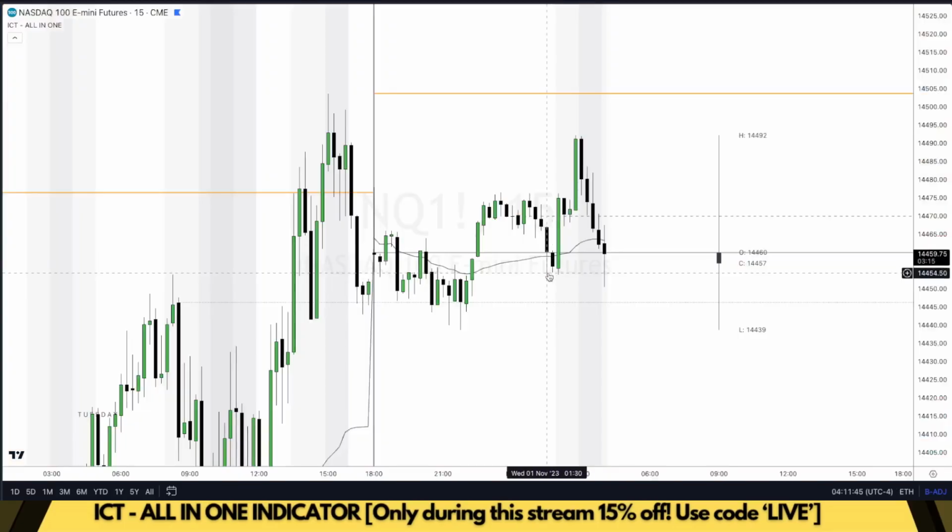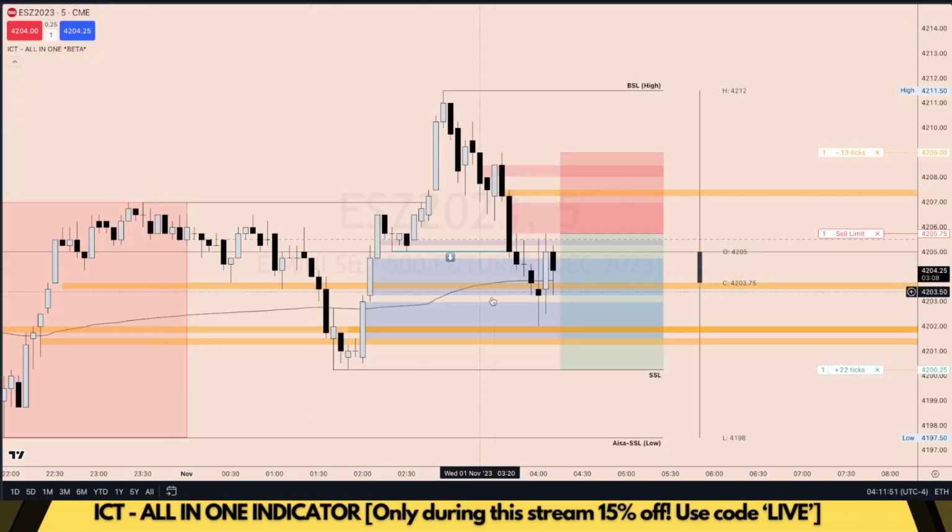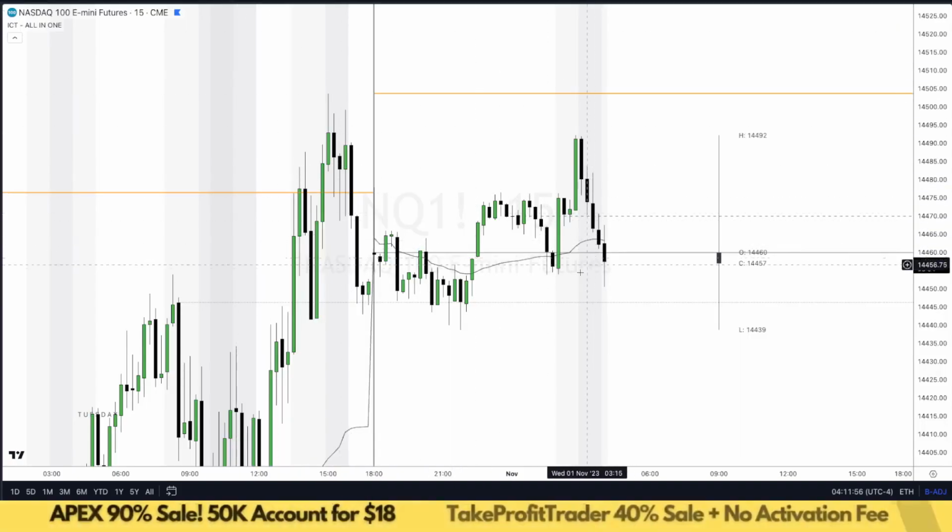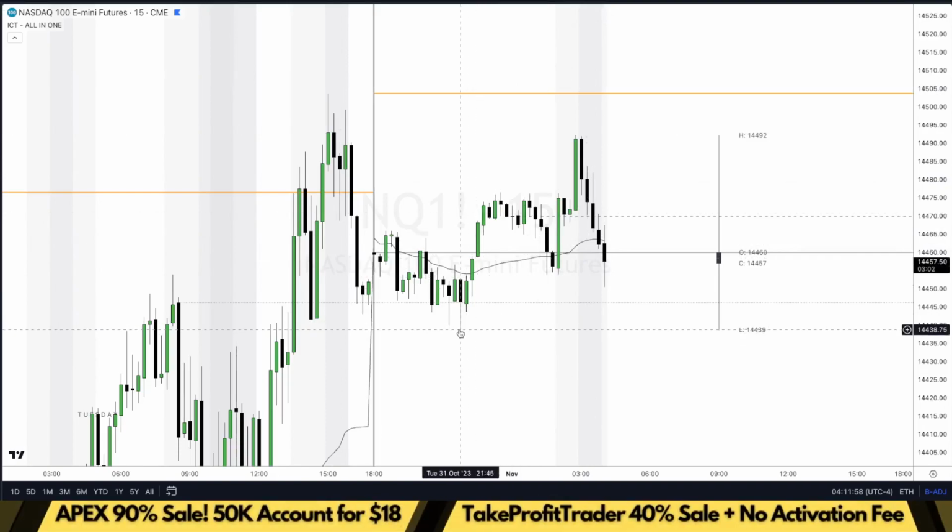NQ already took out these lows. Do you see that? NQ already took the low right here from 2 a.m. and rejected, while ES is still struggling. So we have valid SMT divergence. We have the Asia low still in place here at 14,439 on NQ.